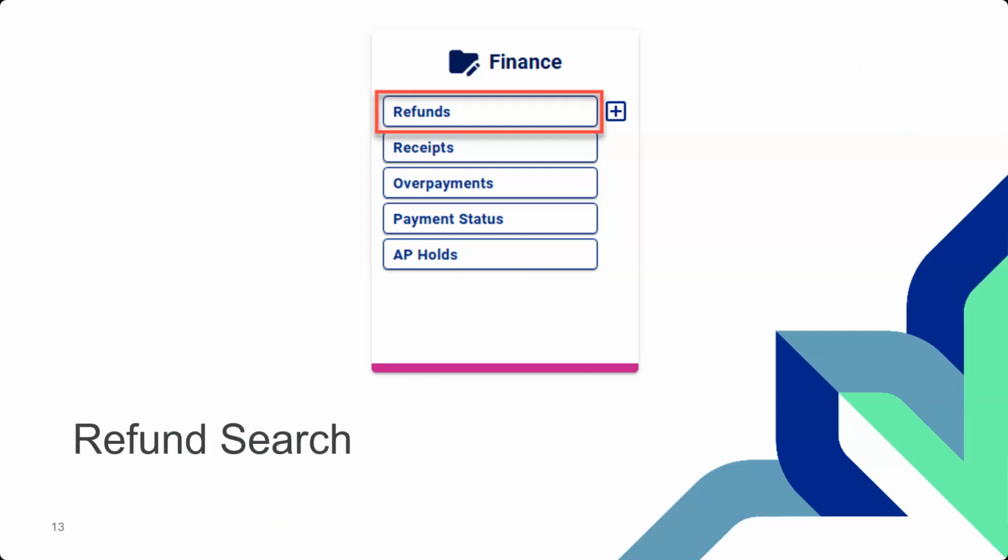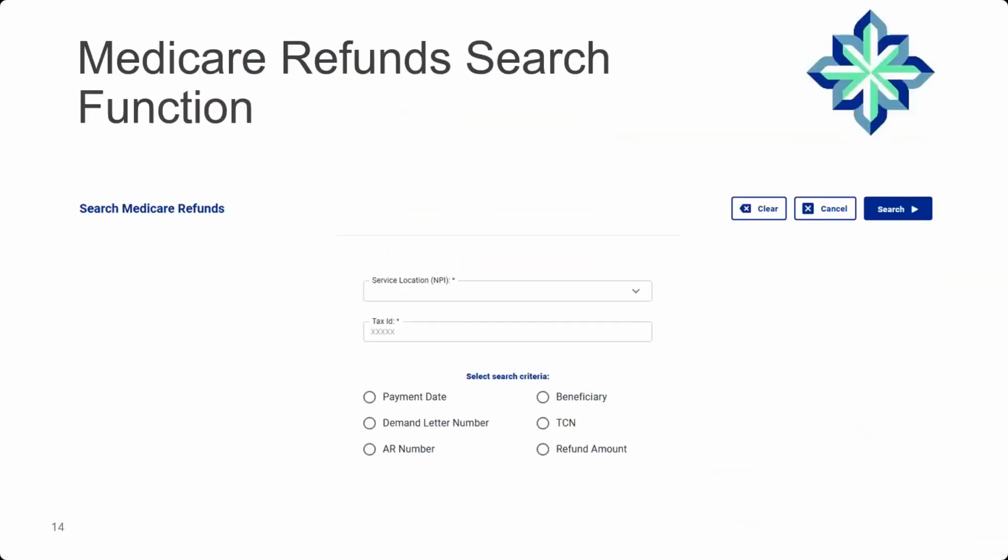So now we're going to move on to the refund search. To search for a refund, you're going to select that large button that's outlined in red on this slide. And to start your search, you're going to select the appropriate MPI from the drop-down box, and you're going to enter the tax ID number associated with that provider number. Then you're going to select one of the 6 criteria that's listed to perform a search.